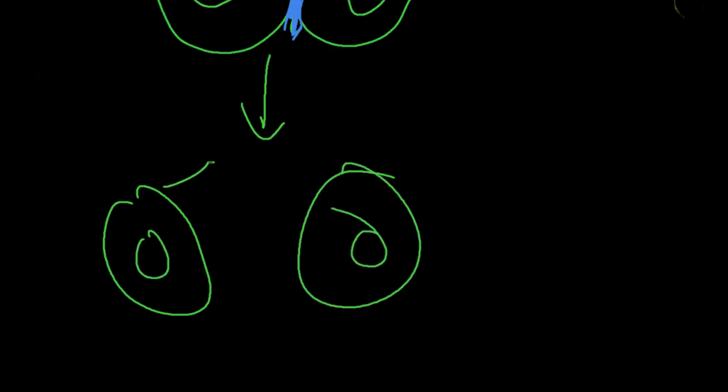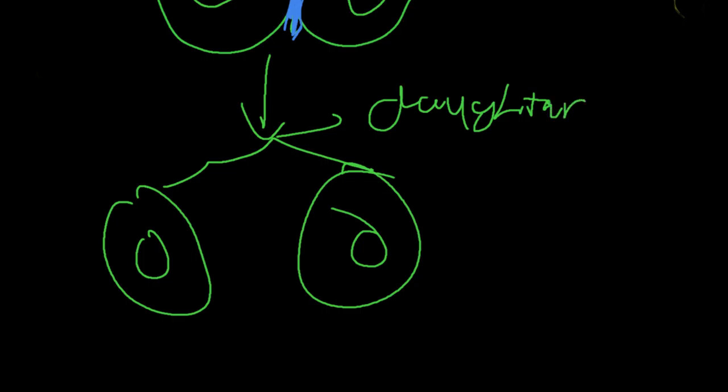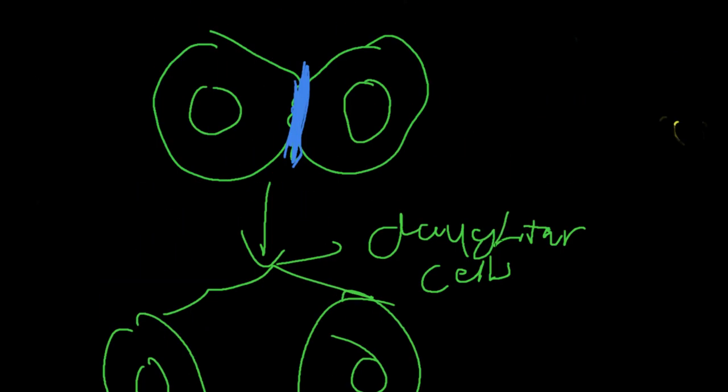And this is going to form the actual two individual daughter cells. So we're going to go from the actual point of tension, so we're going to go to here. And these are going to be the two daughter cells.